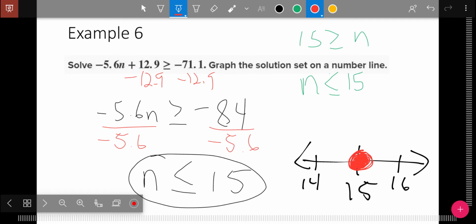And then with the variable on the left, if it points left, it goes left. As long as the variable is on the left, it goes where it points. And so it's going that direction. I graphed it on a number line.